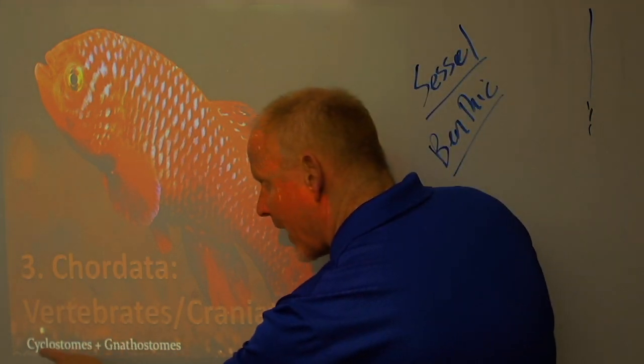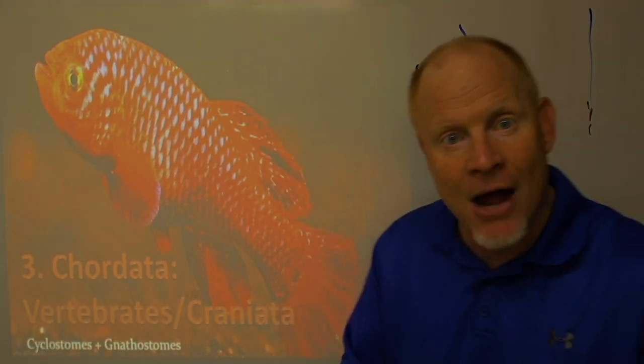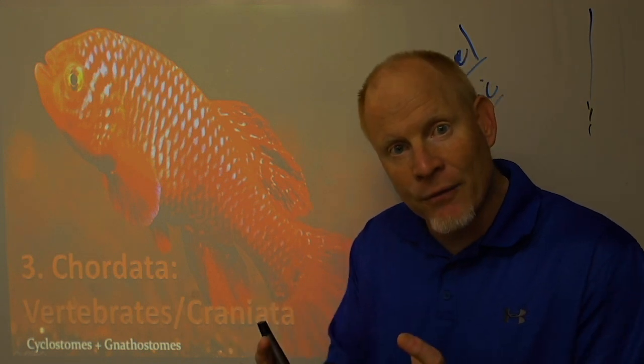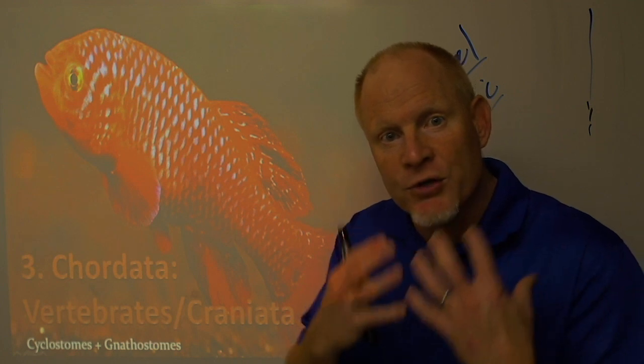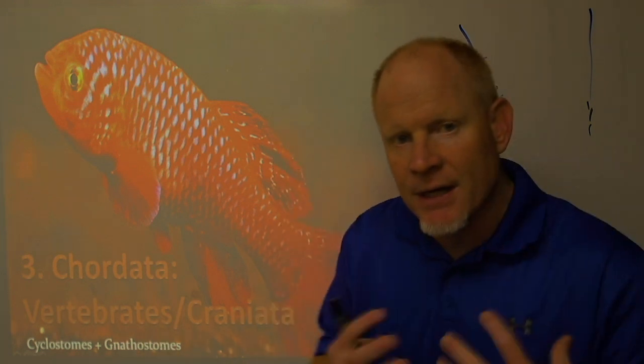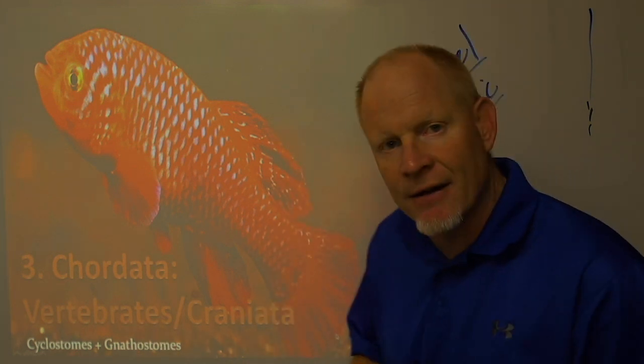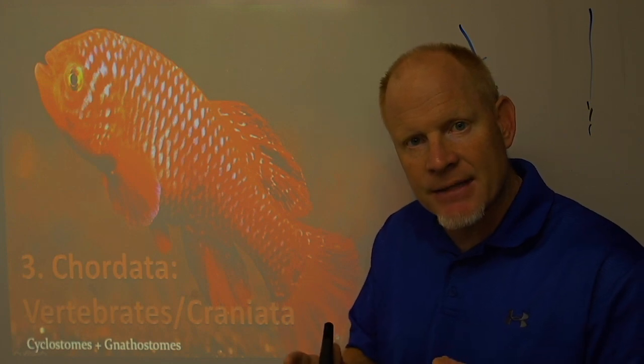Cyclo means round, stoma means mouth. All right, so they're round mouth organisms. You'll see why in a second. And gnathostomata means movable jaw, mouth that moves. All right, so that's what the gnathostomes stand for. So we're going to talk about that group next.